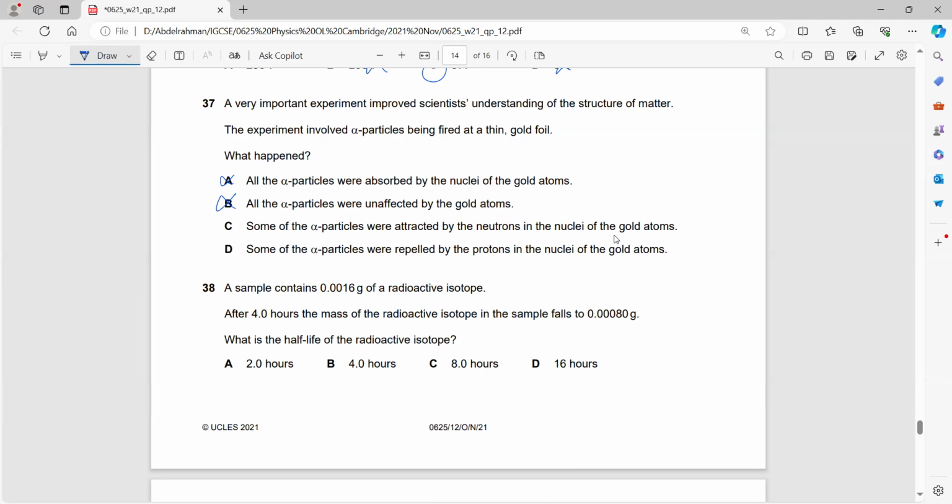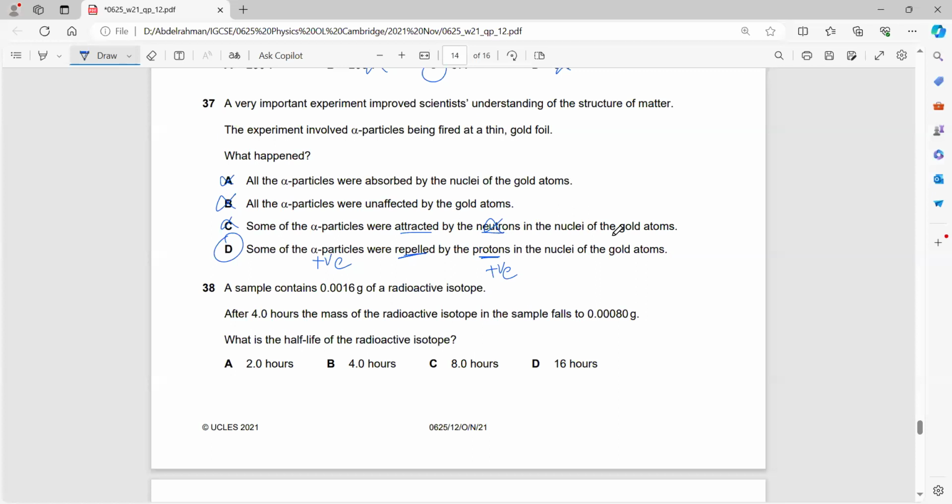Some of the alpha particles were attracted by the neutrons. How can alpha particles be attracted by neutrons? Some of the alpha particles were repelled by the protons. Yes, we know that the alpha is positively charged and the protons definitely are positively charged, so they will repel. Yes, some of the alpha particles were repelled by the protons.